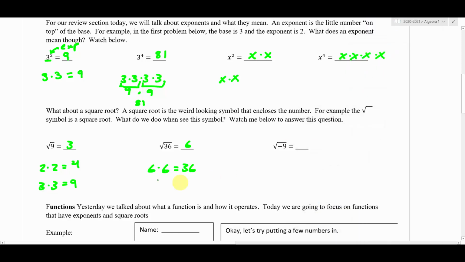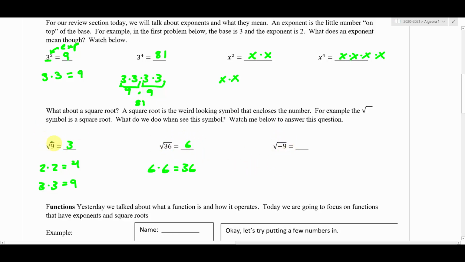All right, so all a square root does is it takes this number inside and it says, okay, what number would you multiply by itself to get that number inside of the square root? So if I took 6 and I multiplied it by 6, I would get 36. That's how I know I got the right answer. So let's take a look at this one.